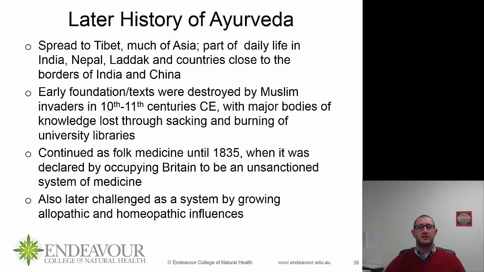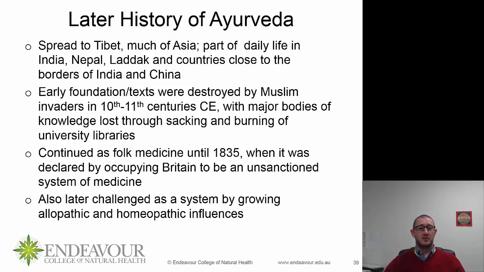The later history of Ayurveda. So Ayurveda spread to Tibet and to much of Asia, and is part of daily life in India, Nepal, Ladakh, as well as the other countries close to the borders of India and China. The early foundation texts were destroyed by Muslim invaders in the 10th and 11th century CE, with major bodies of knowledge being lost through the sacking and burning of university libraries.